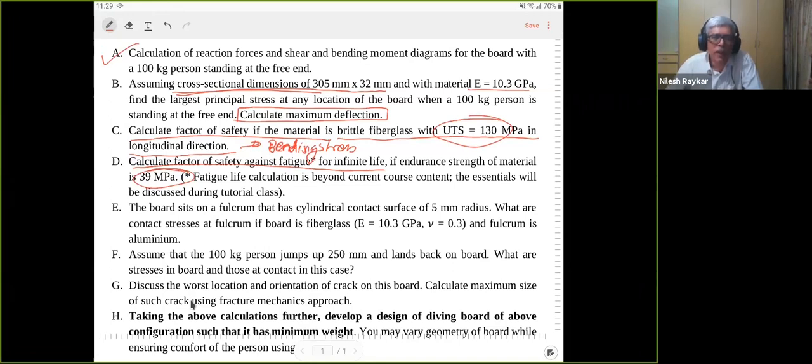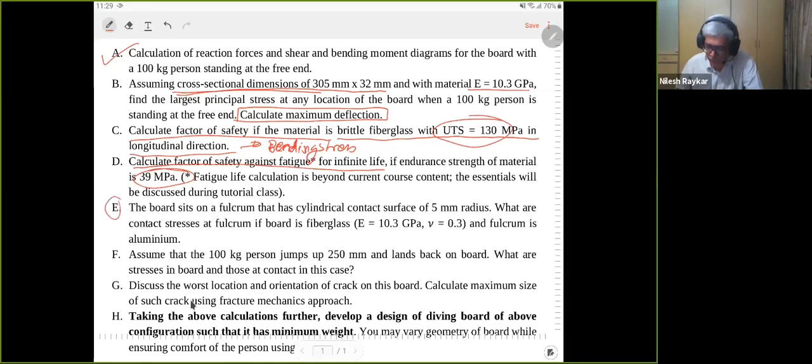If you want infinite life, or if you want finite life, that is, you want this board to last for, let's say, 10 years, in which it is going to withstand 10,000 cycles or maybe more, that is a more complex calculation, which is not required here. Here we are doing a simple check against the endurance strength, which will ensure infinite life for your board.